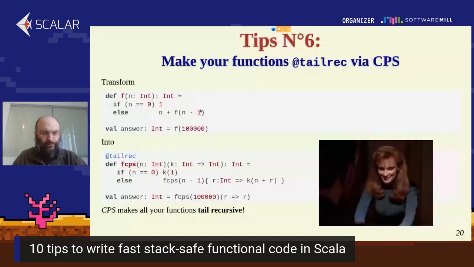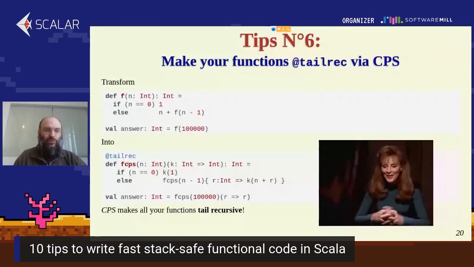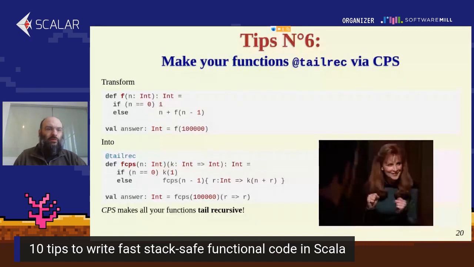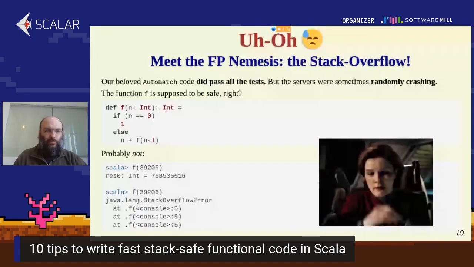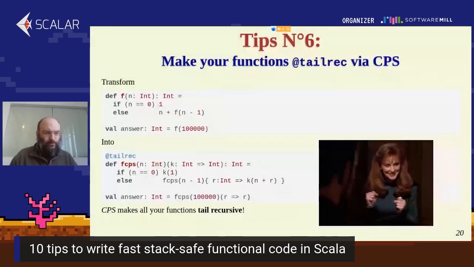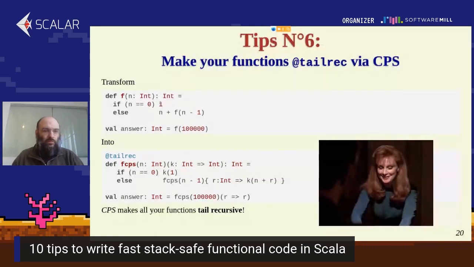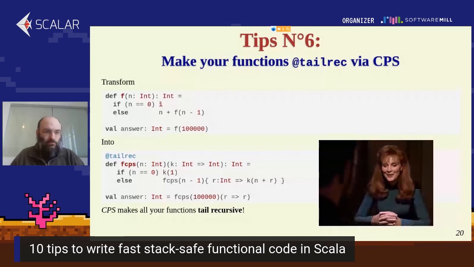So let's view this. What you see on the top is the function f. And at the bottom is the transformed function, fcps. It takes the same number n, but the bottom version also takes a k, a function saying what has to be done on the result. So if n is 1, and the result is 1, what do I need to do with the result? Remember that k is what to do next. The thing I have to do next is calling k.